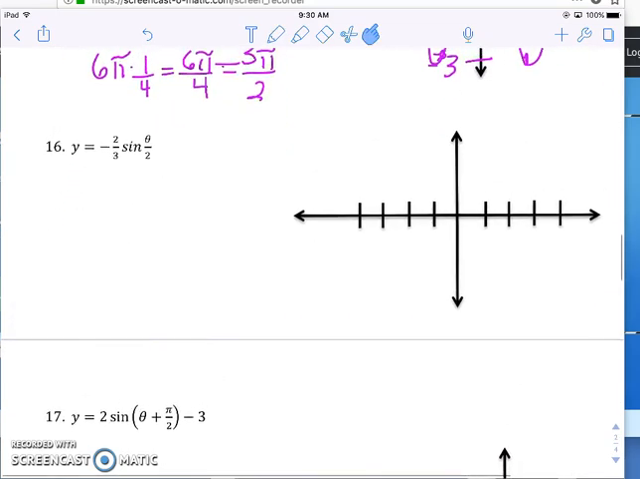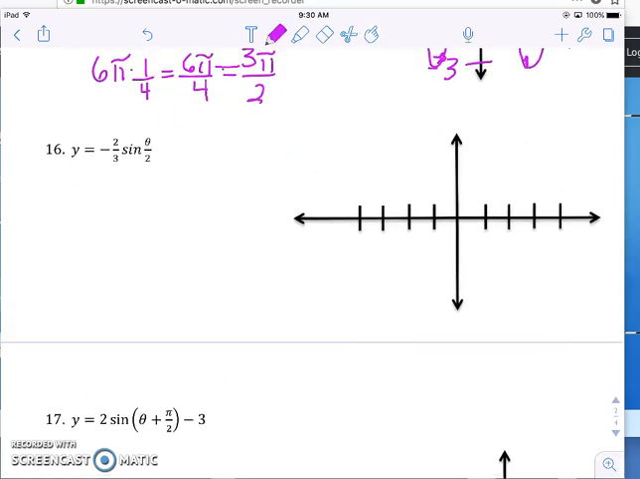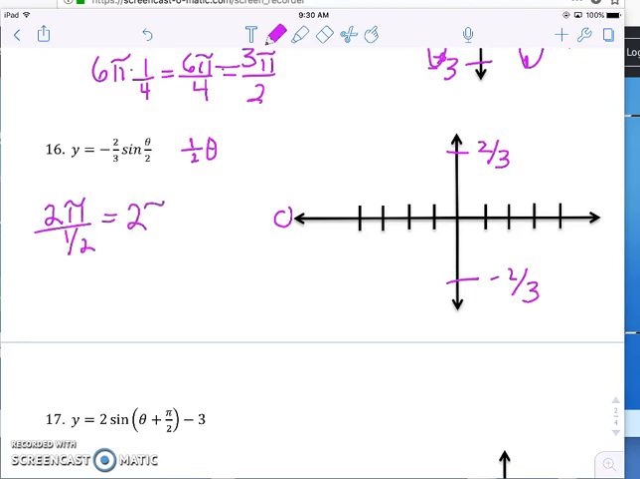All right, so this next one, sine, our amplitude is 2/3. So let's see here, -2/3, +2/3. Midline is 0. And again, this is like saying 1/2 theta. So we got 2 pi divided by 1/2. So 2 pi times 2 over 1, which is 4 pi. So our period is 4 pi.